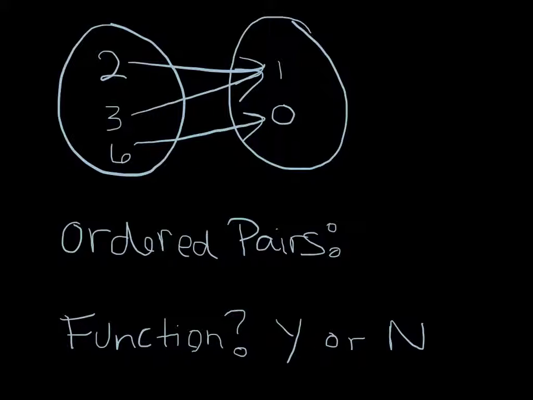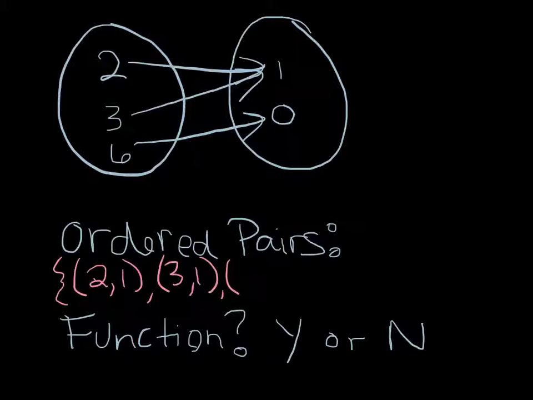Alright, first we want to list the ordered pairs for this mapping diagram. List them in a set. So our first one is going to be 2, 1. Our next one is 3, 1. Then we have 6, 0. So 3 ordered pairs. Remember, it's just the line going from the x value to the y value. And is this a function? Well, yes it is, because there is only one line coming off of each x value.